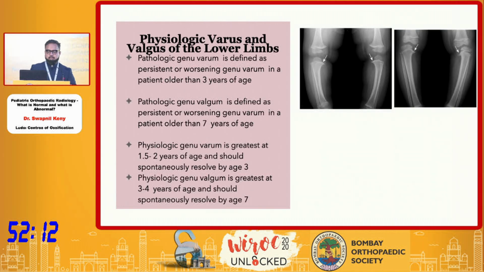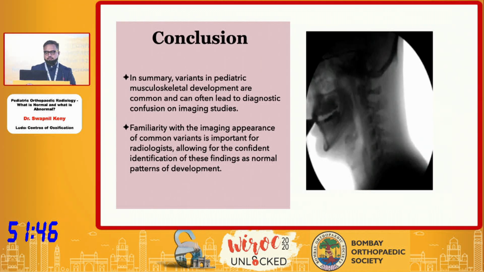Physiological varus and valgus of the lower limbs can sometimes be mistaken for pathological conditions. Pathological genu varum is something which persists beyond 3 years of age, and pathological genu valgum is something which persists beyond 7 years of age. Physiological genu varum is greatest between 1.5 to 2 years and should spontaneously resolve, ideally by 3 years, and genu valgum is common up to 3 to 4 years and should ideally resolve at about 7 years.